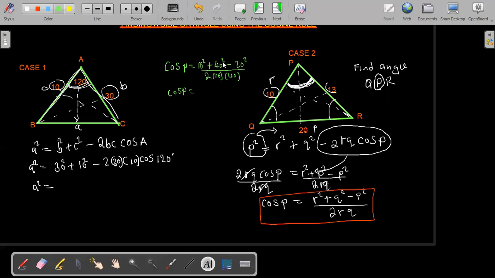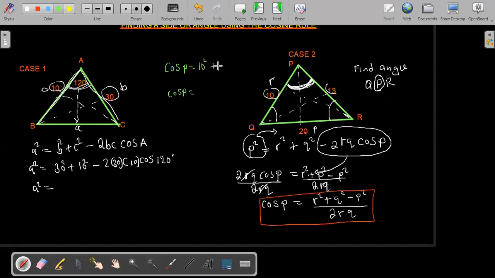Okay, so we are going to say our R there is 10 squared plus our Q. Our Q, we have reduced it to 13 because of that error that we had, minus 20 squared over 2 times 10 times 13. So we are now going to simplify that. If you guys notice an error here, make sure that you put that in the comment section so that I'll be able to correct it. 10 squared plus 13 squared minus 20 squared.